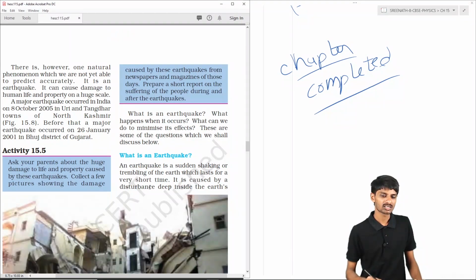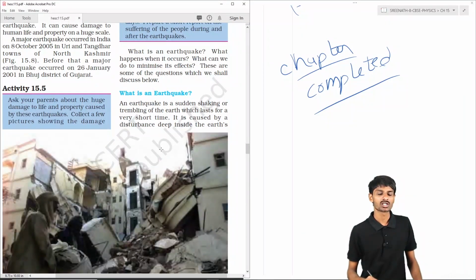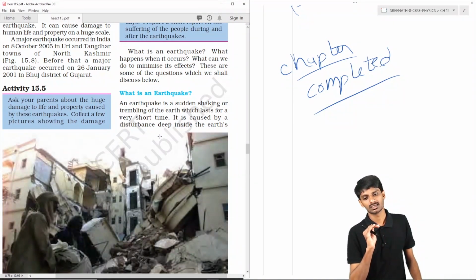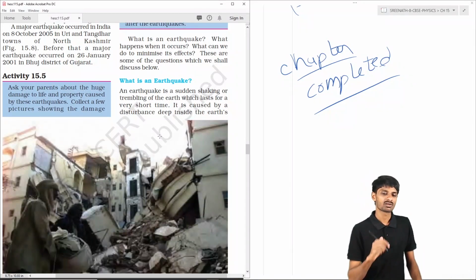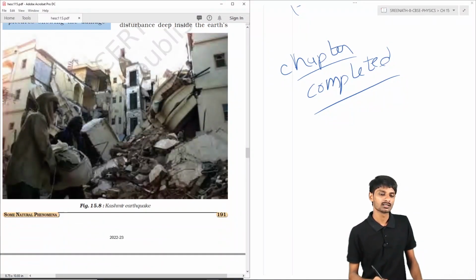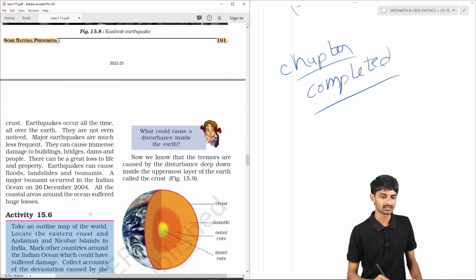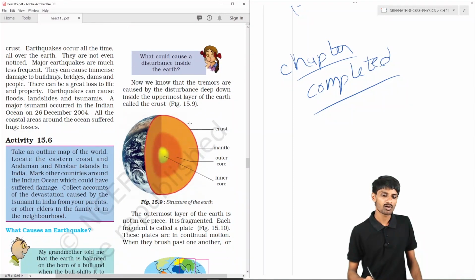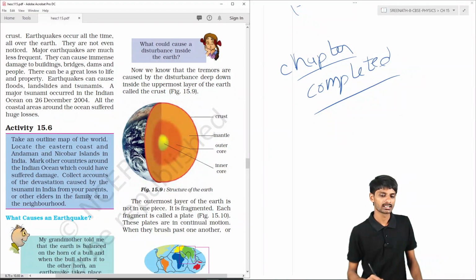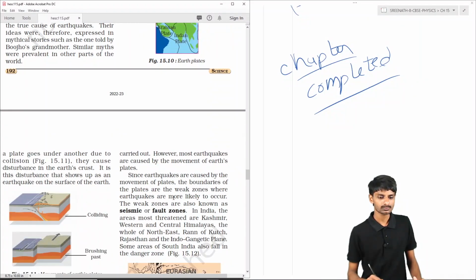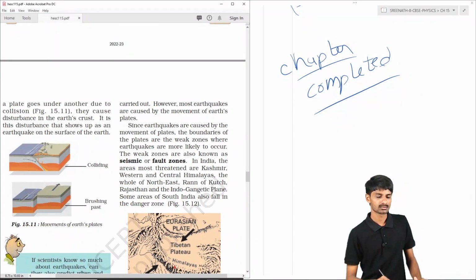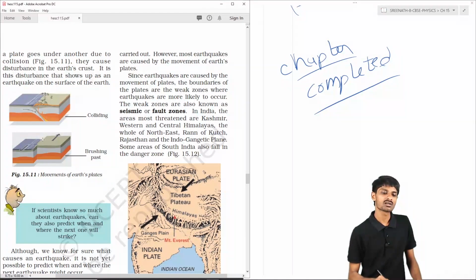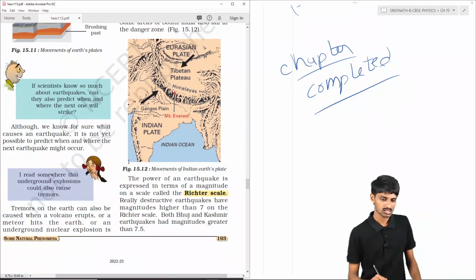An earthquake is a sudden shaking or trembling of the earth for a very short time. It is because of disturbances deep inside the earth, which has layers like crust, mantle and outer core. Whenever these plates collide or brush against each other, an earthquake comes. The boundaries of these plates are called weak zones, also called seismic or fault zones.